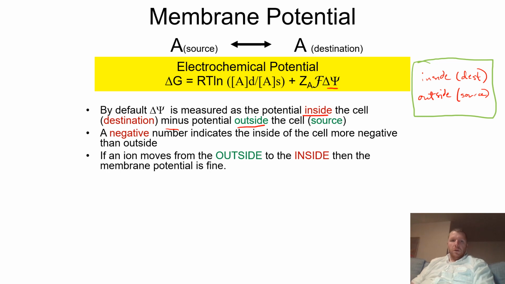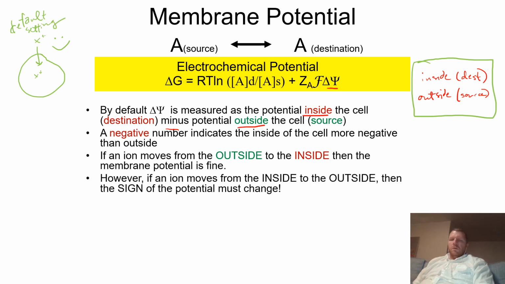So think about this right here as your default setting. You're moving something, and heck, here I'll go ahead and draw. I'll just say X ion going from the outside, the source, to the inside. I'm going to put a little positive charge by it, X plus that. I'm going to put a smiley face by it because this is your default setting. When you encounter that default setting, you don't really have to do anything in terms of the signs there. However, if an ion moves from the inside to the out, then the sign of the potential must be flipped. Okay, so you almost always are going to have the cytosol be considered the inside of the cell.